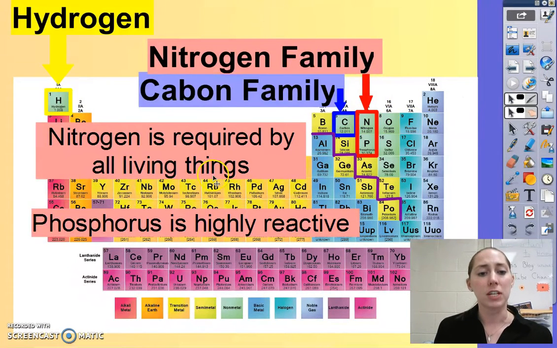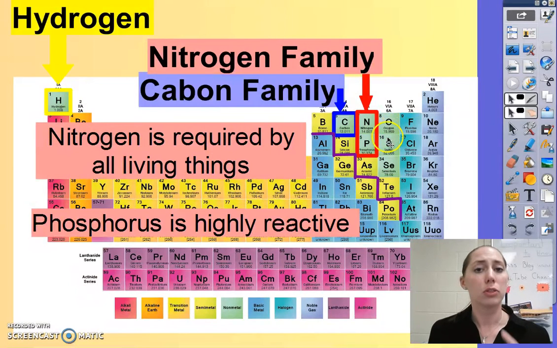This is group 15. Nitrogen is required by all living things. You've got four main elements in your body. You've got hydrogen, carbon, nitrogen, and oxygen. Those are the main elements. Nitrogen is really, really important. The other nonmetal in this group is phosphorus, which is also highly reactive. So it's very dangerous because it can be kind of explosive.